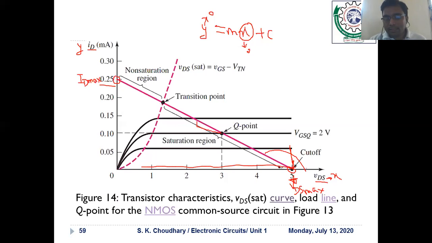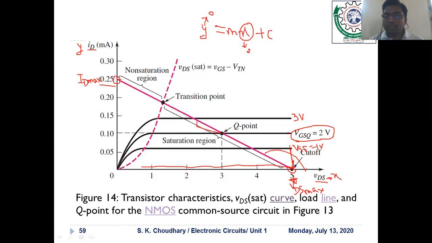But as your VGS increases, where is your VGS? You have to see the ID VDS curve. As you increase the VGS, this is the first VGS value. There are 3 curves drawn here. The first is when your VGS is equal to, suppose, 1 volt, then 2 volt, and then 3 volt. Okay. So as per the calculation, here VGS equal to 2 volt is considered as a quiescent gate to source voltage.